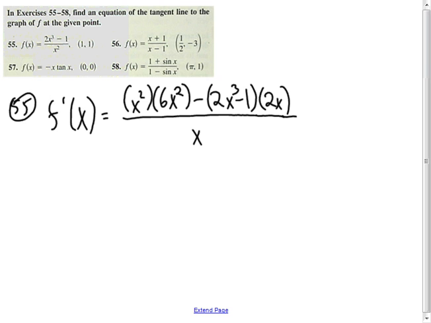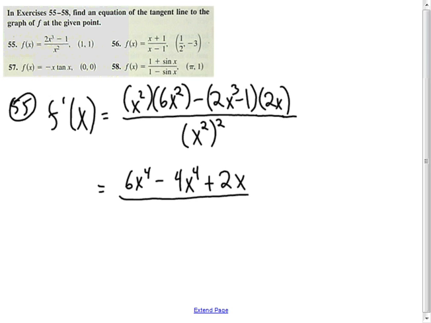Well, that's x squared squared. You can write it like that. Of course, we know that's just x to the fourth. Let's just simplify that a little bit then. That's going to be, well, let's see, x squared times 6x squared is 6x to the fourth. And then I can distribute the 2x and just say minus 2 times 2 is 4x to the fourth. And then distributing the minus signs, plus 2x over x to the fourth. And that's just going to be 2x to the fourth plus 2x over x to the fourth.